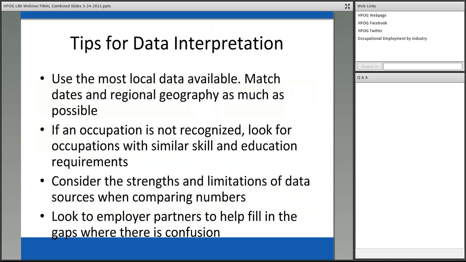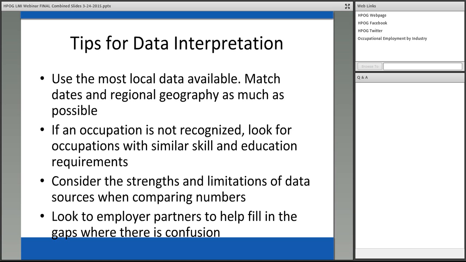Some basic tips for data interpretation. We encourage program planners to use the most local data available that most closely reflects their service area. We also encourage them to match the dates of the data and regional geography as much as possible. This can be a challenge as different data sources define regions slightly differently.